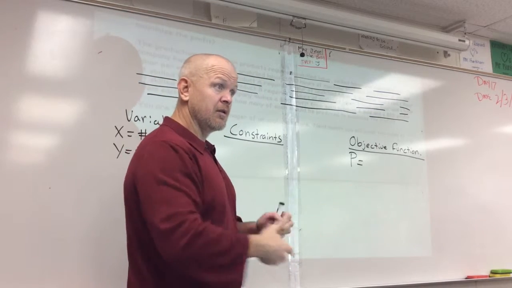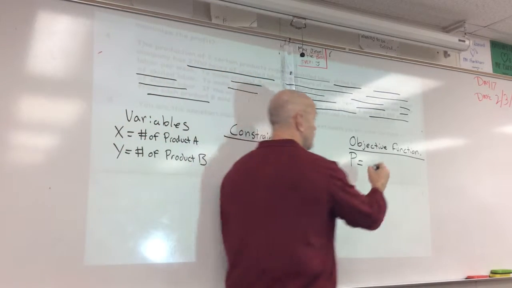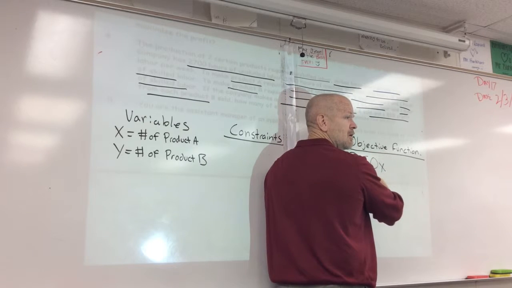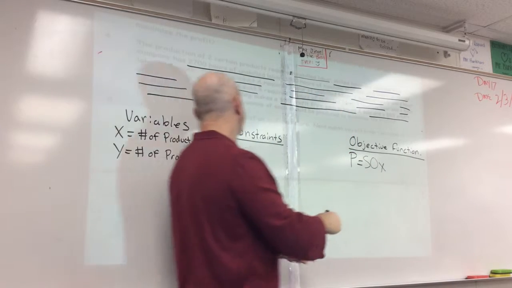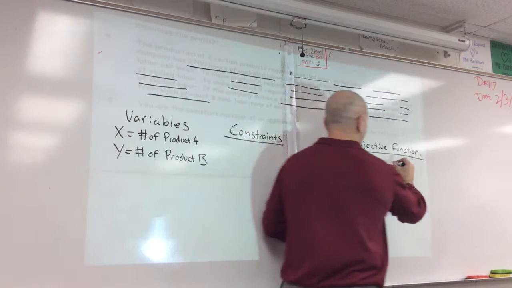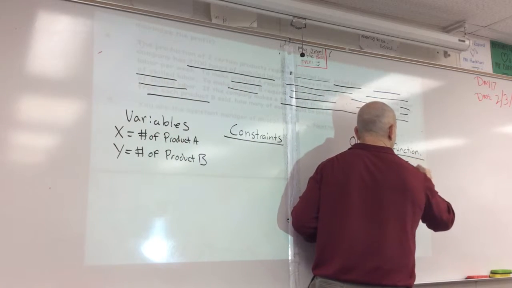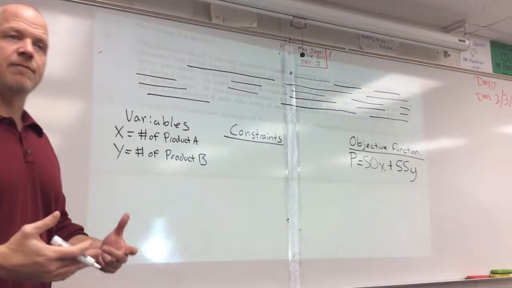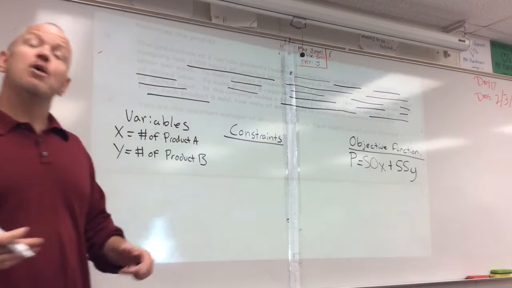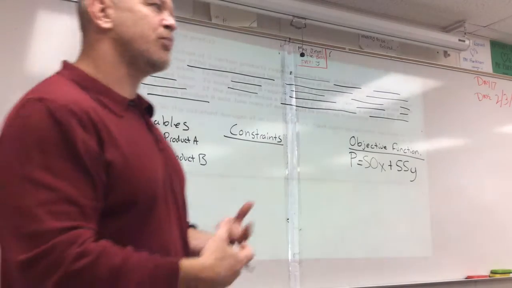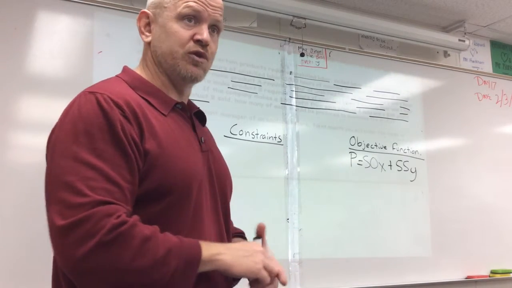Say again? 50x plus 55y. Dolores says 50x, which is how much? That's the profit for every product A, plus 55y. That's the profit for every product B. Do we know how much we're going to make yet? No, but we know how much our profit will be when we're done selling. Is that cool so far?